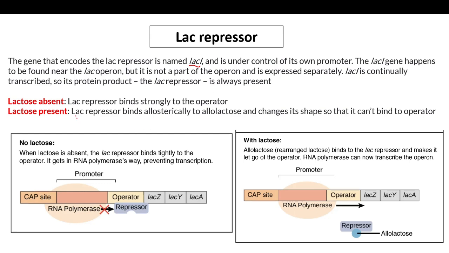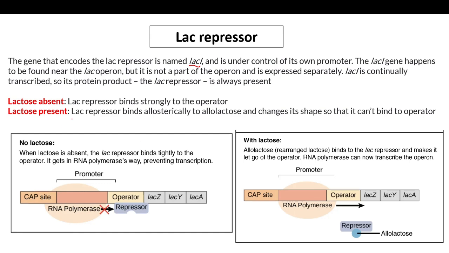If lactose is absent, then this repressor will strongly bind to the operator. As I have already mentioned, since the operator and the promoter regions are partly overlapping, this will sterically hinder the RNA polymerase from binding to the promoter, so it is not able to transcribe these genes which are important for lactose metabolism. Because lactose is absent, we don't require these extra genes, as their synthesis would cost extra energy.